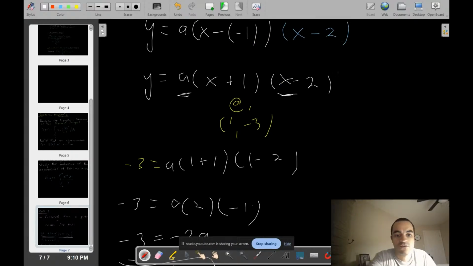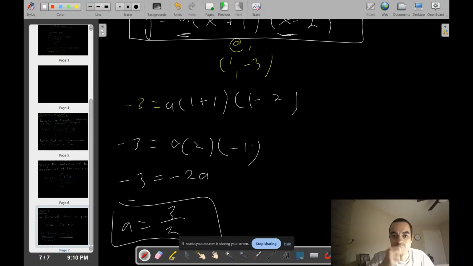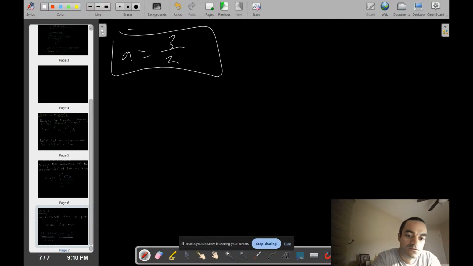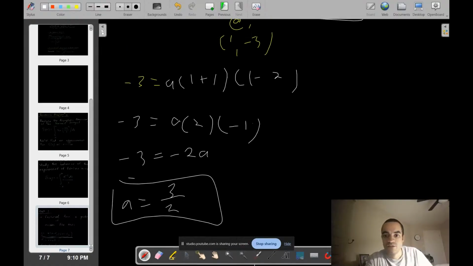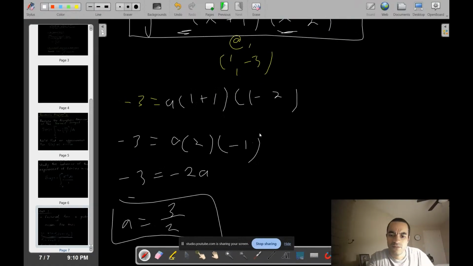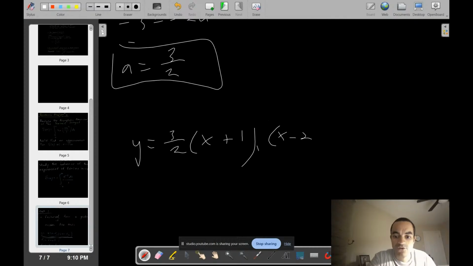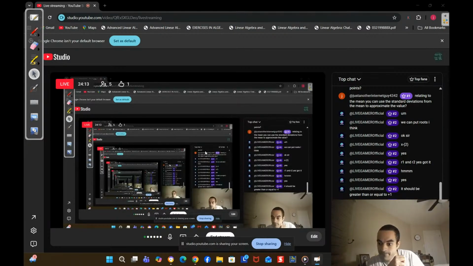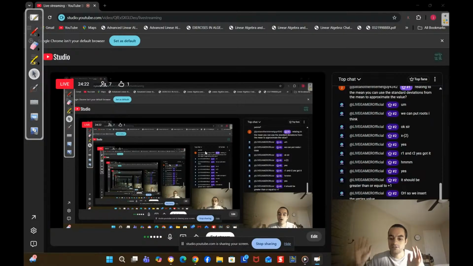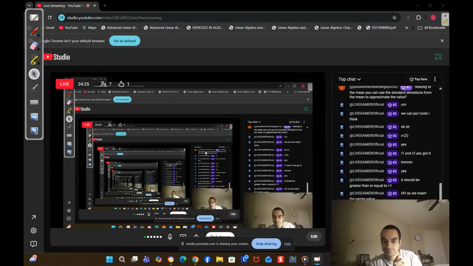Substitute into our original equation. So therefore the equation is y equals 3/2 times (x + 1) times (x - 2). That's the equation of the graph when you're given a graph, if that makes sense. It could have been any value, any point on the graph, as long as it's a point on the graph. Does that make sense? Good, excellent.